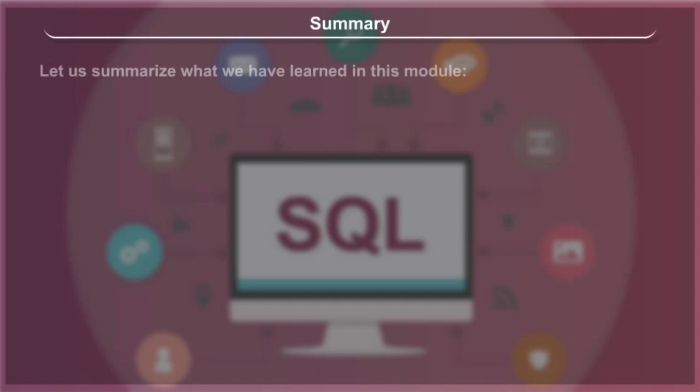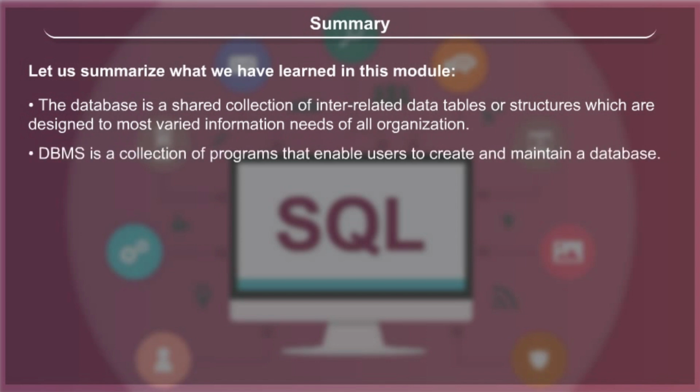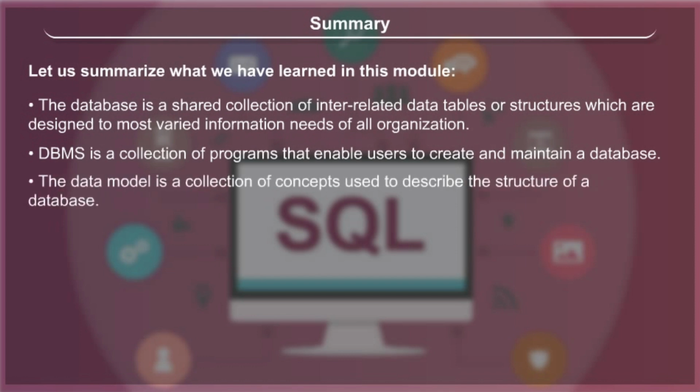Summary. Let us summarize what we have learned in this module. The database is a shared collection of interrelated data tables or structures which are designed to meet the varied information needs of an organization. DBMS is a collection of programs that enable users to create and maintain a database. The data model is a collection of concepts used to describe the structure of a database. The description of a database is called its schema.